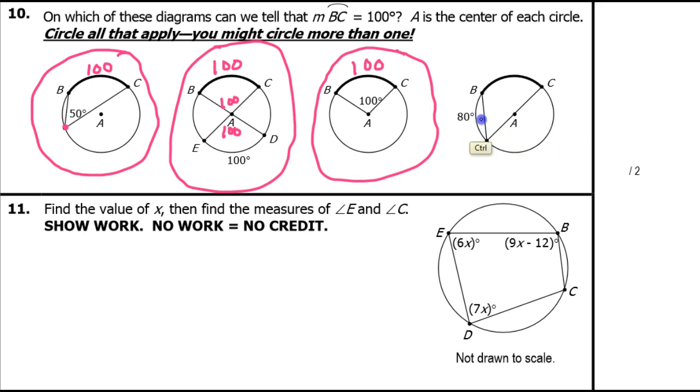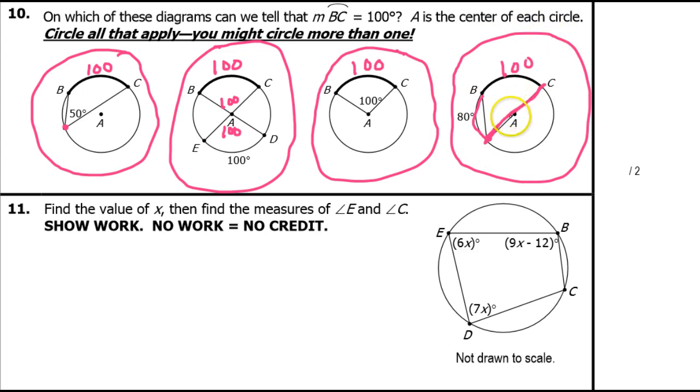Okay, and here we have another inscribed angle, another angle that's on the circle. So the angle is half the arc. Actually, that doesn't even matter. What matters is that we have a diameter here. That means this is a semicircle over here. So if this little piece right here is 80, then that means BC must be 100 because it's a semicircle. It's got to add up to 180. So we wound up circling all of them. Look at that.